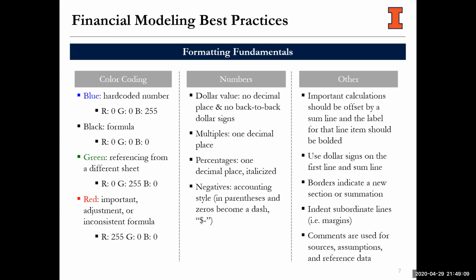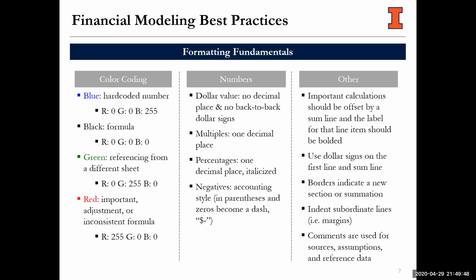The formula is 1 plus 1 equals 2. Green is referencing a different sheet. So if I had 1, and then I wanted to reference another sheet that has 1, and then I added them together to be 2, blue would be the first one. So the first one is on my sheet. It's a hard-coded number, 1. The second one would be green because it referenced another sheet, 1. And then 2 is still a black formula. Red can often mean a number of things. It could be an important number or adjustment or inconsistency in formulas, right? So red is more of a pay-attention-to-me color code.